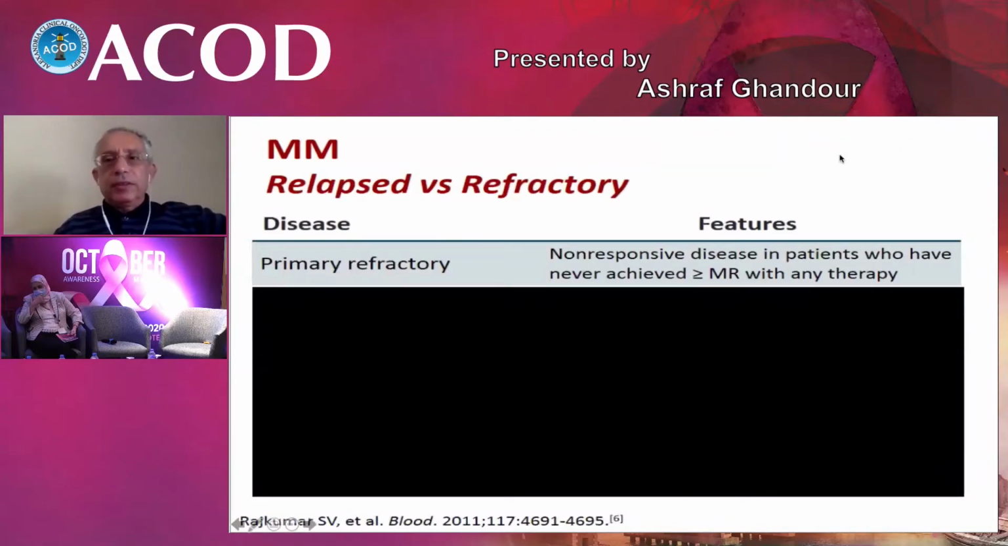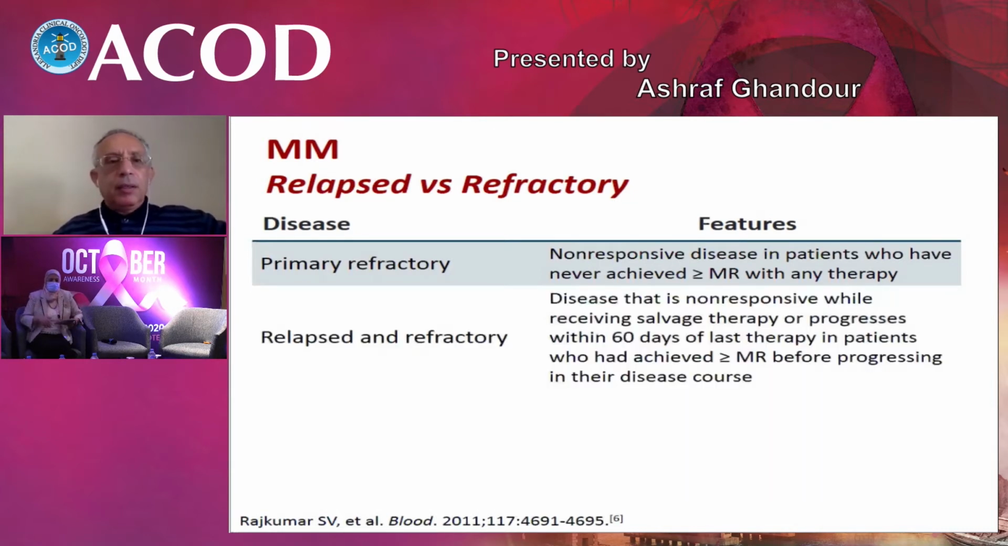We should first define what is relapsed multiple myeloma and refractory. Primary refractory multiple myeloma, what are its features here? It's non-responsive disease in patients who have never achieved minimal response with any therapy.